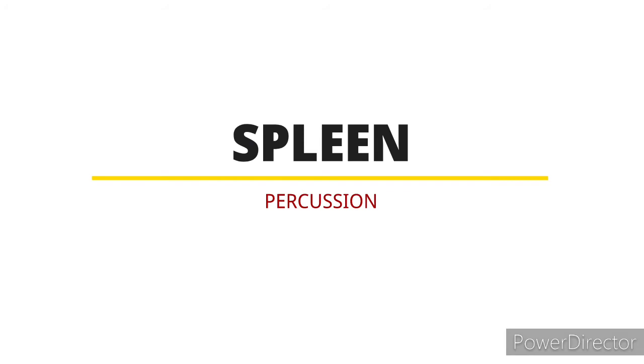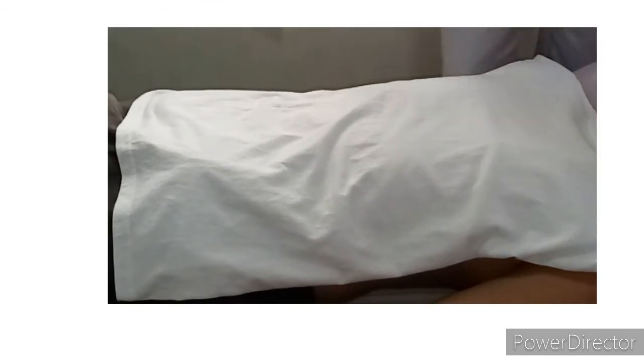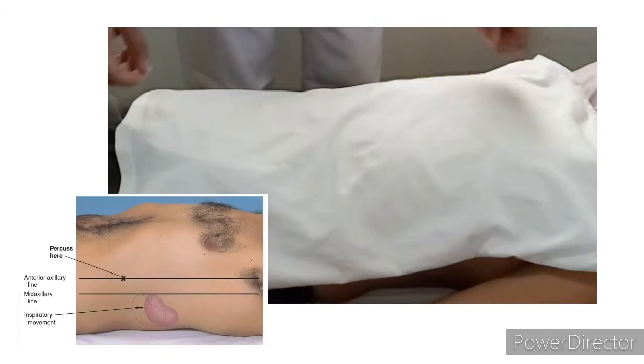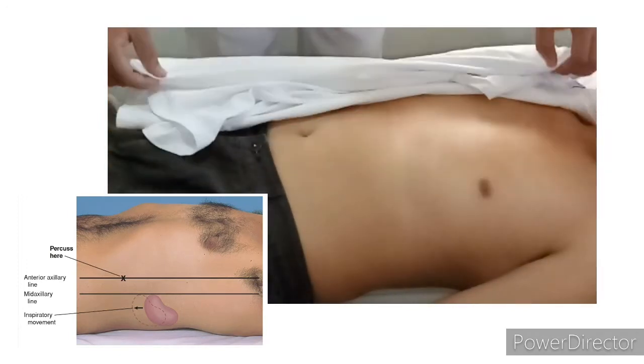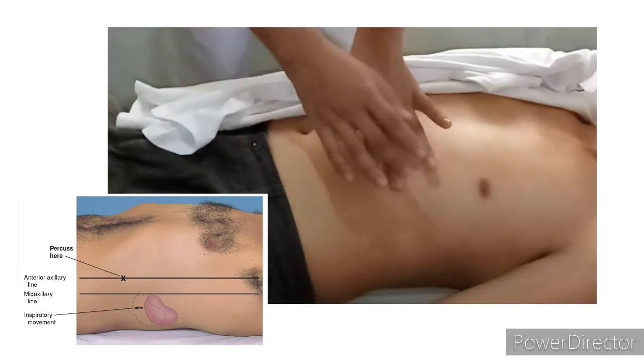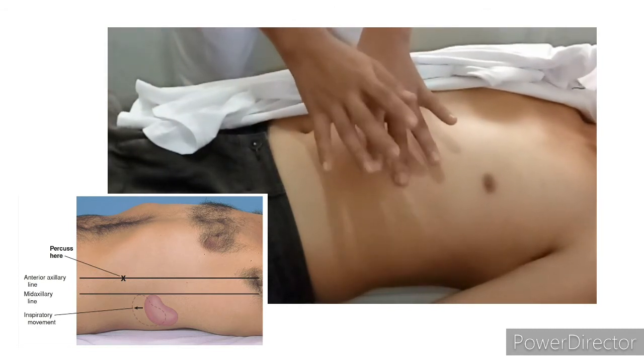To percuss the spleen, have the patient lie down in a supine position and have him relax. Percuss the left lower anterior chest wall roughly from the border of cardiac dullness at the sixth rib to the anterior axillary line down to the costal margin. As you percuss, note the lateral extent of the tympany. If tympany is prominent, especially laterally, splenomegaly is unlikely.